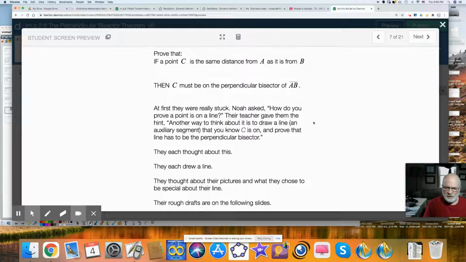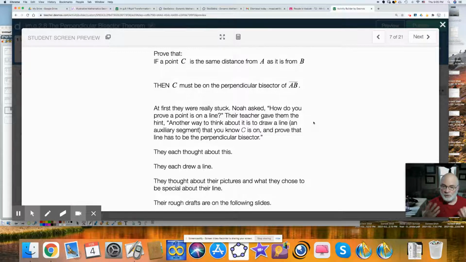And they each thought about it, and they each drew a line. Then they thought about their pictures and what they chose to be special about their line, and their rough drafts are shown on the following slides. Now, every one of their drafts has something that's good, something that they really understand, and something that's not very good. And you should ponder these first.